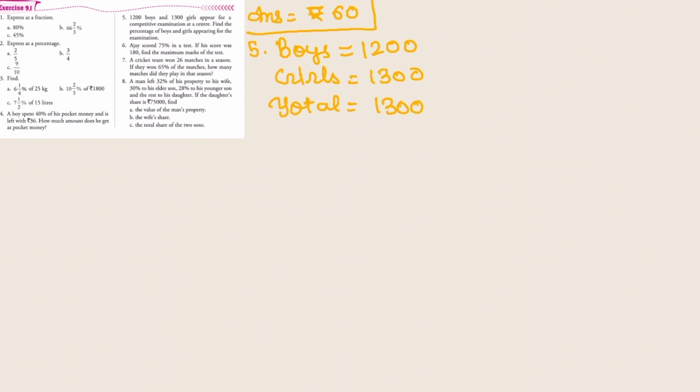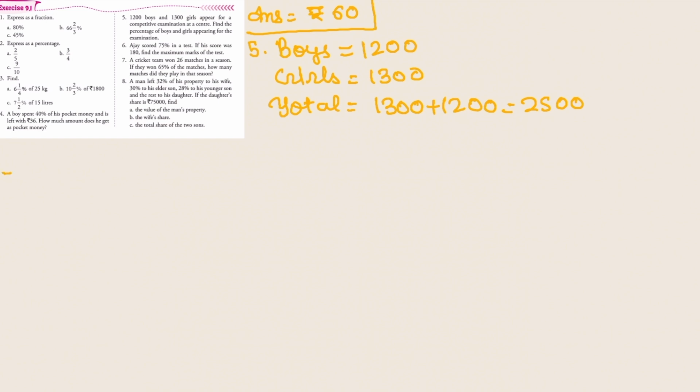Now let's come to the fifth question. What is it saying? 1,200 boys and 1,300 girls appear for a competitive examination at a center. Find the percentage of boys and girls appearing for the examination. Now, how many boys are there? 1,200. Girls, 1,300. Total, 1,300 plus 1,200 is equal to 2,500.